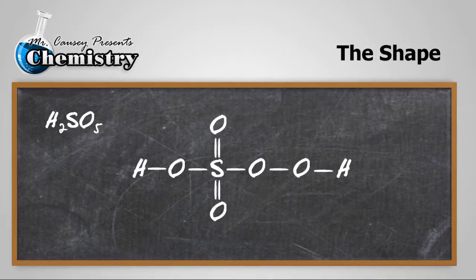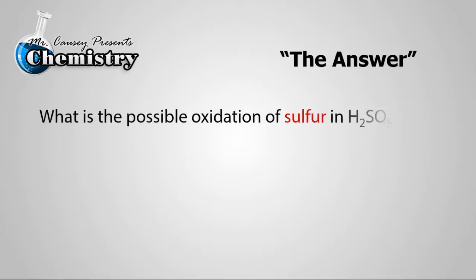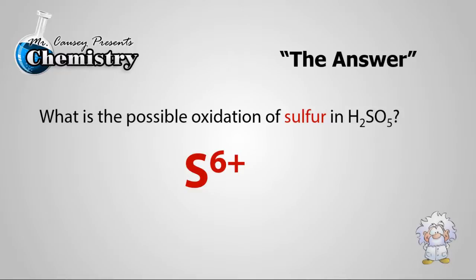But we also note that there are going to be 6 bonds on the sulfur. And since oxygen has a greater electronegativity, sulfur loses 6 electrons. That gives us a 6+ charge. Now that wasn't so hard, was it? So the answer to this problem is 6 positive.